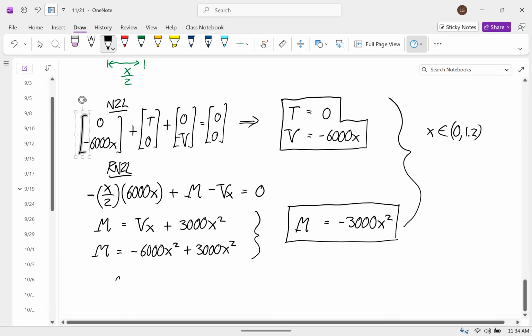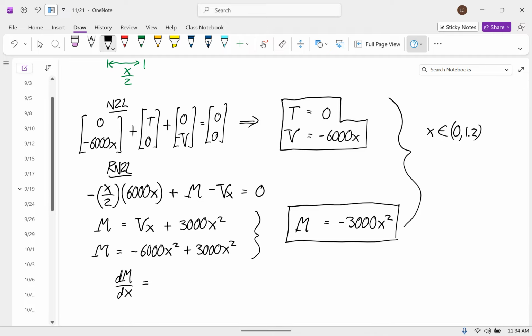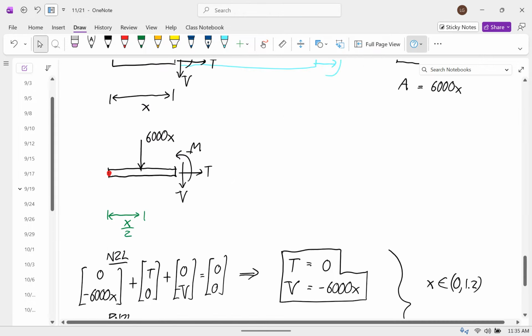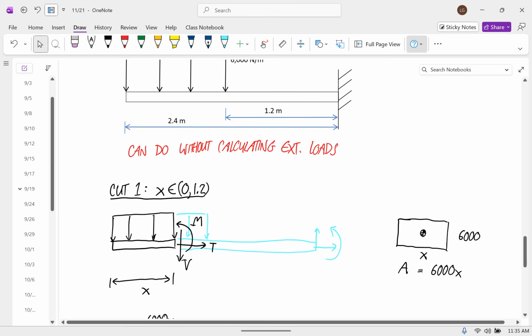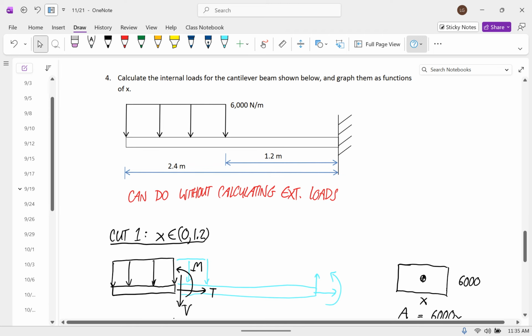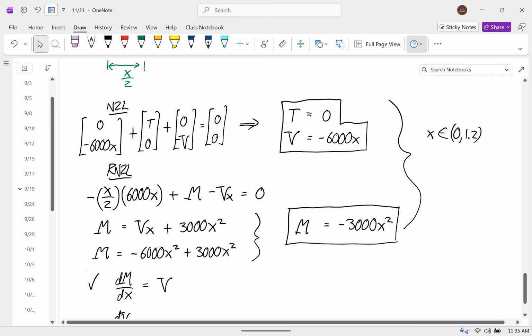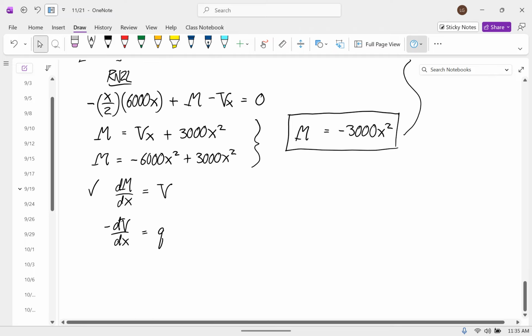Let's do the derivative checks. So dM/dx needs to be equal to V. You can see that that's true. And then negative dV/dx has to be equal to q. What's q for this cut? It's just this uniform distributed load. The height of this thing is 6,000. And so q is equal to 6,000. And you can see that negative dV/dx is equal to q.